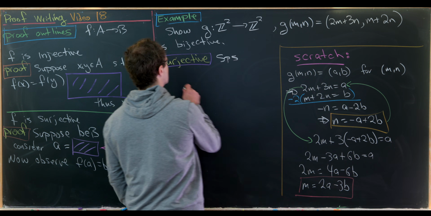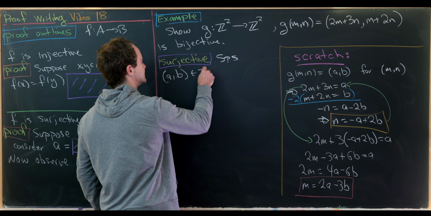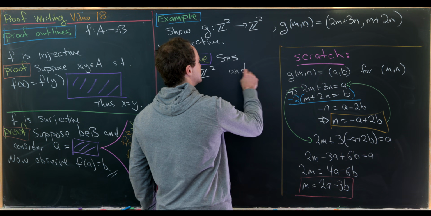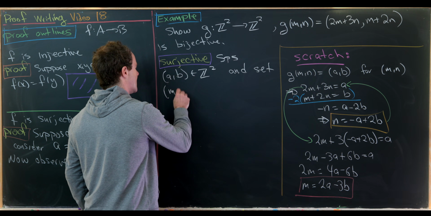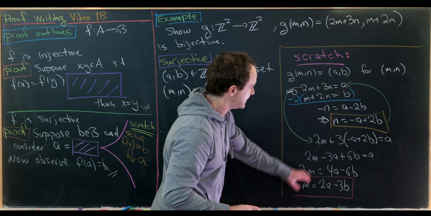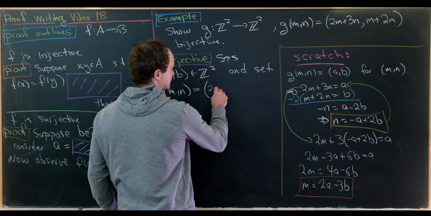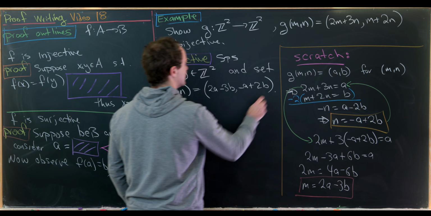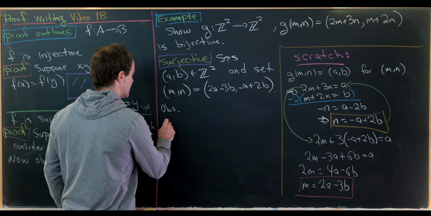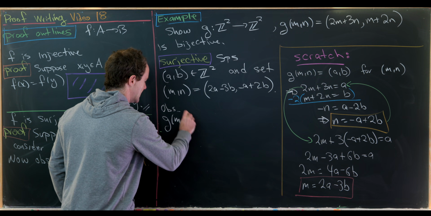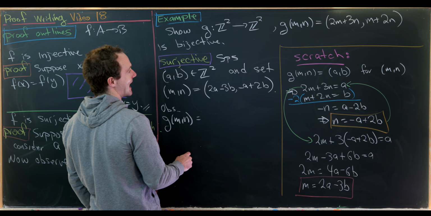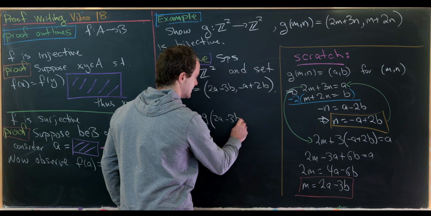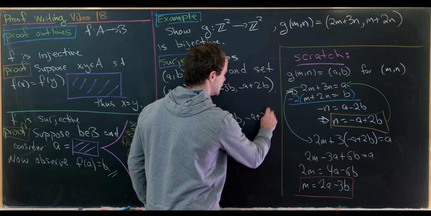So let's suppose that (a, b) is in Z cross Z, in other words, Z squared, and set (m, n) equal to this thing that we calculated over here. So (2a minus 3b, minus a plus 2b). And then observe that g evaluated at (m, n), well, that's going to be the same thing as g evaluated at this, so (2a minus 3b, minus a plus 2b).